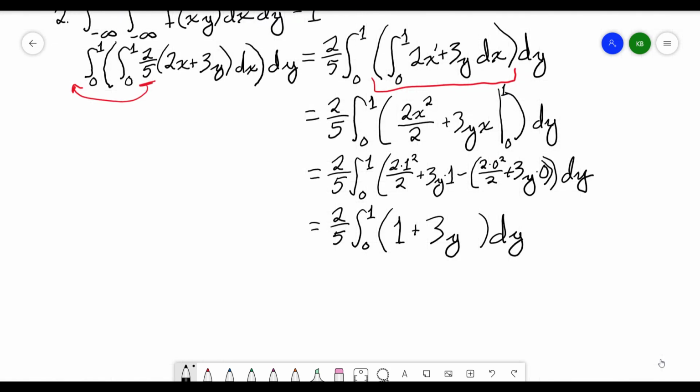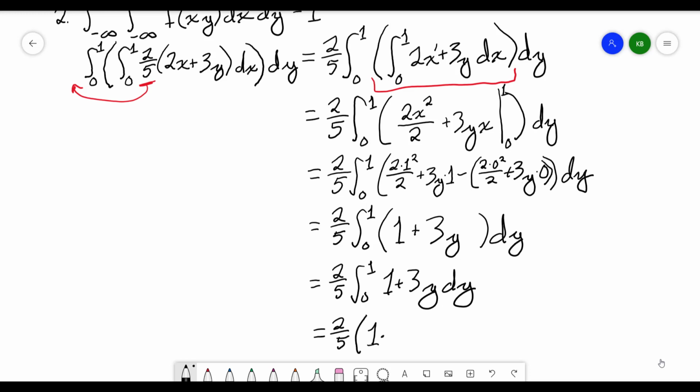So now I've taken care of the stuff in the parentheses, and I have an integral from 0 to 1 of 1 plus 3y dy. I'm going to integrate that with respect to y. So when I do that, I have a constant 1, which when we integrate a constant, we multiply it times the variable. And then I have the variable y paired up with a 3, so I have 3y.